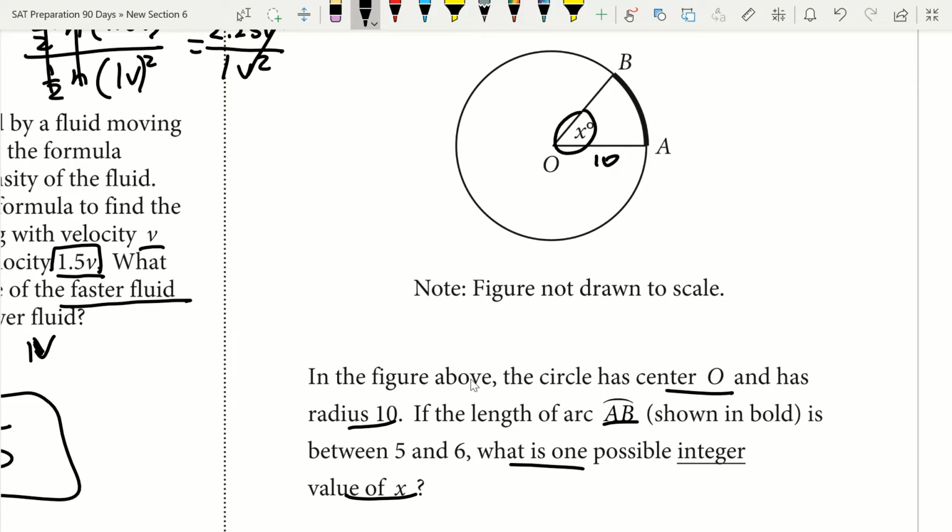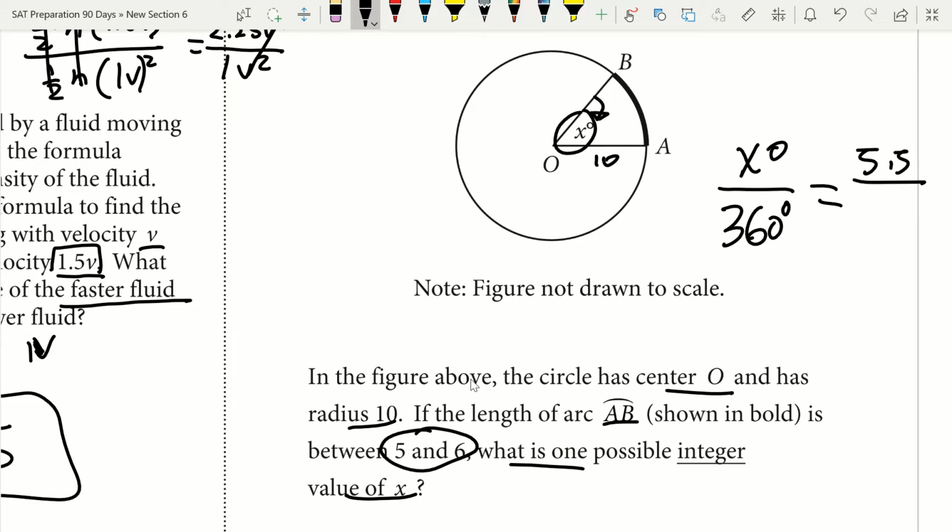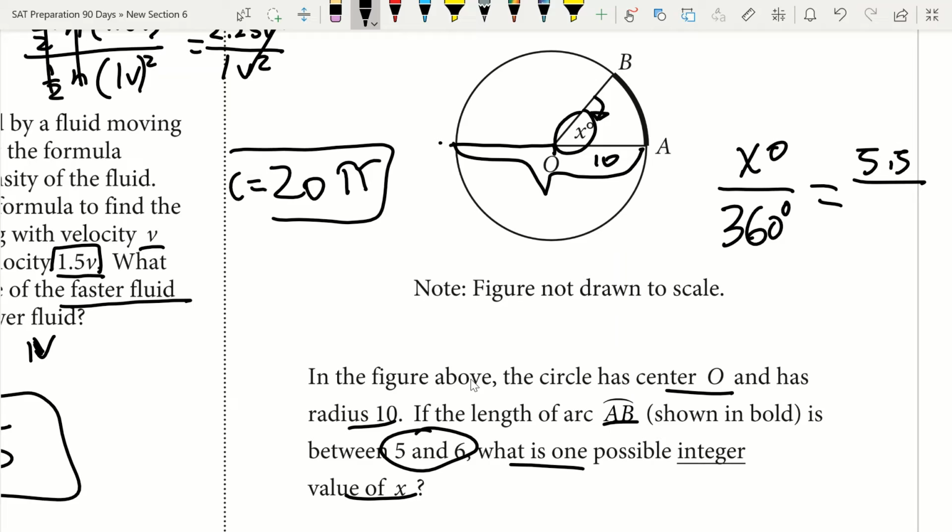Since I have my arc length and a radius, I'm going to find my arc length over my circumference, and then use that to find my ratio of my degrees over 360. So I want to solve for x degrees out of 360 degrees total. I'm going to take my arc length AB. We say it can be between 5 and 6, so I'll just pick 5.5 because it's right between them. I'll set that over the total circumference, which is my diameter times pi, or 2 times my radius times pi, which is going to be 20 pi, because my diameter is 2 times the radius of 10, which is 20. Diameter times pi is my circumference, so my circumference is 20 pi.